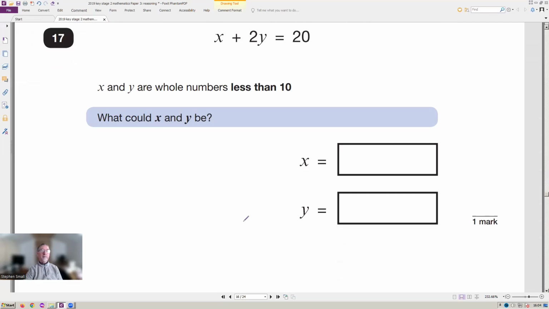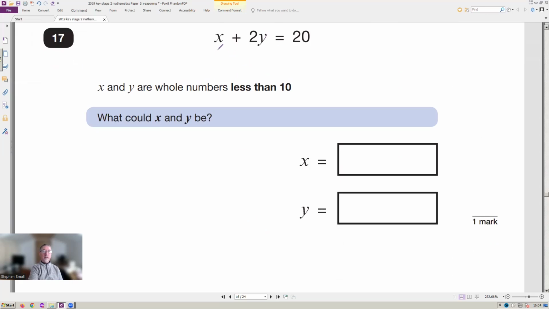This is a funny one. x plus 2y equals 20. x and y are whole numbers less than 10. Ah, they're less than 10. Okay, well, because this is 2y, whatever y is, 2 times it is going to make an even number. And this is an even number. So x must be even.